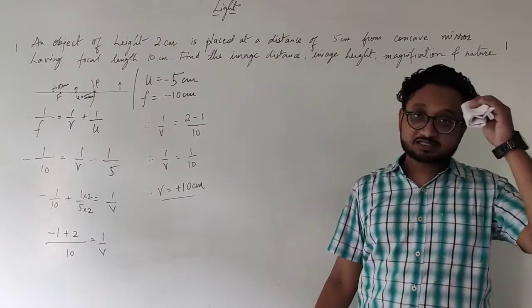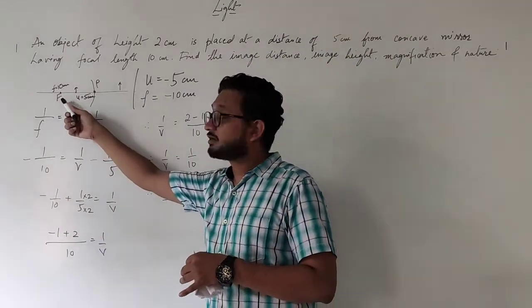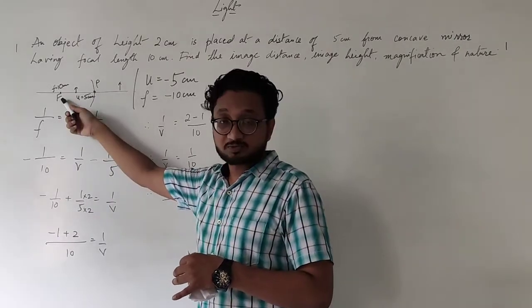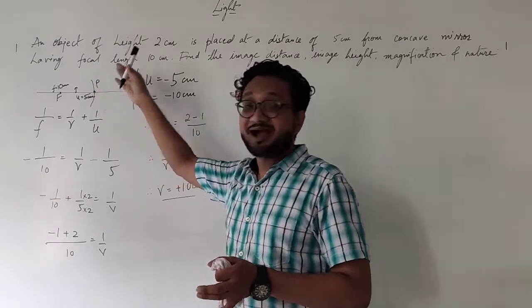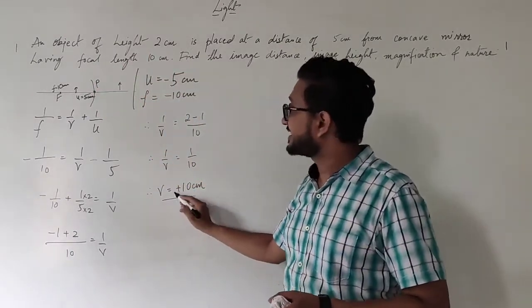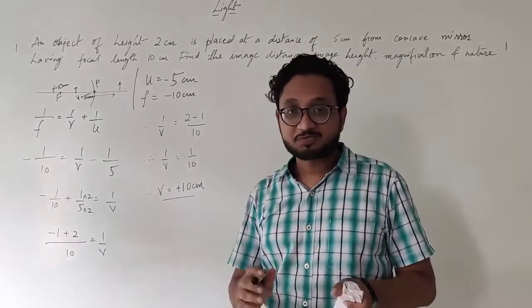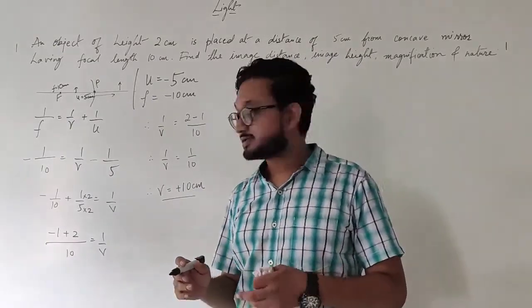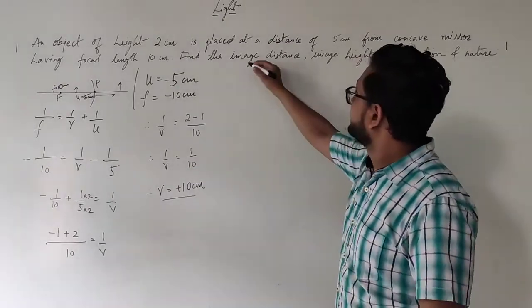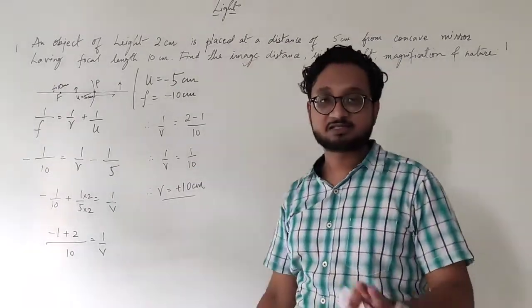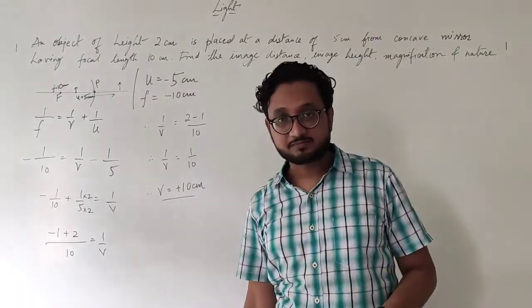So like I said, because this is the last case when the object is between focus point and pole, at that time the image will be behind the mirror, and because this plus sign indicates that it is on the right hand side of the mirror, which means it is a virtual image. Okay? You have found the image distance. So the first part of the numerical is done. Second part, finding the image height.